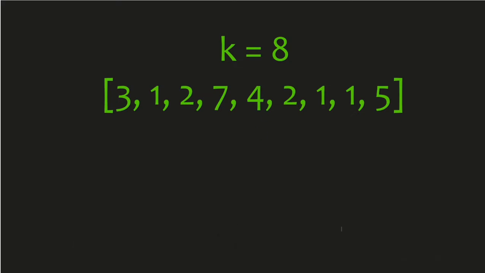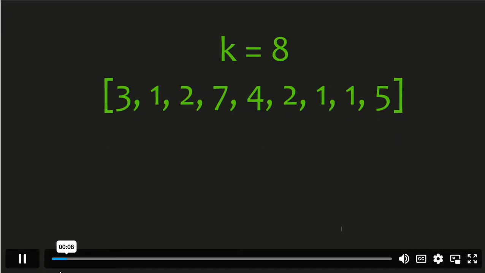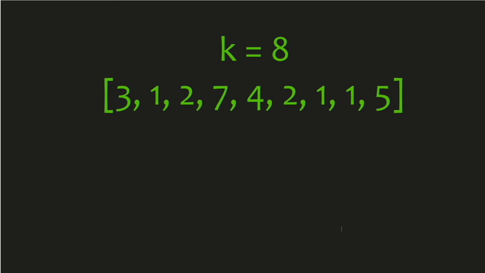Right. And once the constraint is broken, we need to remove elements from the left. So in this problem, the constraint is the window's sum. And in this test case, we need the sum of the window to always be less than or equal to 8. Therefore, the constraint is broken when the window's sum goes beyond 8. So let's start by creating a window until our constraint is broken.